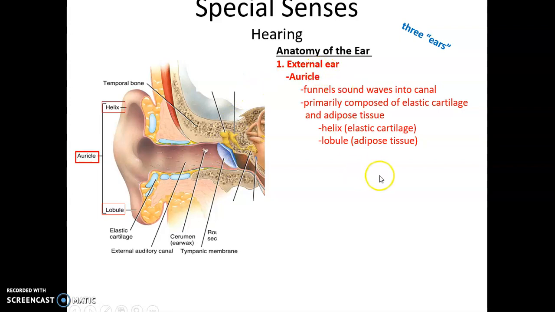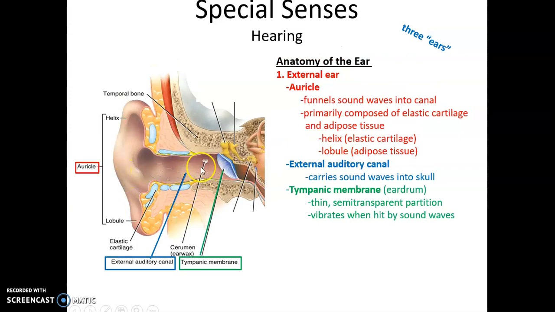So, the anatomy of the ear begins with the external ear. The external ear includes the auricle, the fleshy part of the ear on the outside that we can get pierced, including the helix, where the elastic cartilage is, and the lobule, which is mostly adipose tissue. And the auricle acts as a funnel to funnel sound waves into a canal.